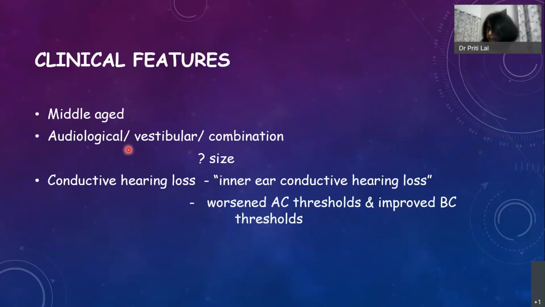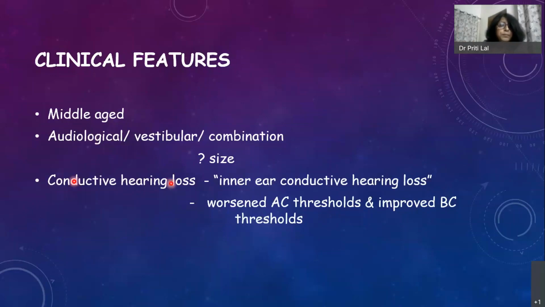A study conducted by Farmater et al. found that the larger dehiscences, by large, I mean dehiscences which are more than 2.5 mm, presented predominantly with a combination of audiological and vestibular symptoms. Whereas the smaller dehiscences tend to present with either the vestibular symptoms or the audiological symptoms.